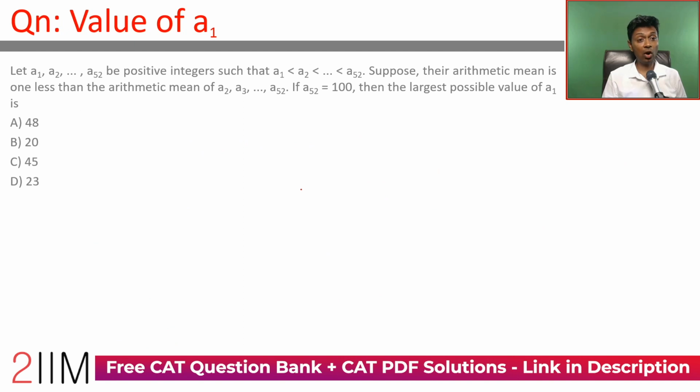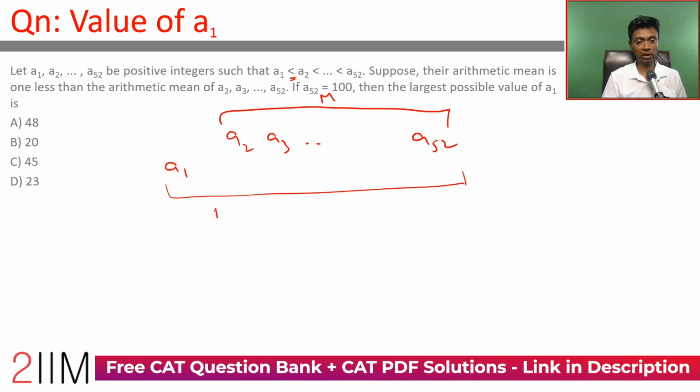Let A1, A2, A3 all the way till A52 be positive integers, that A1 less than A2 less than A3 less than all the way till A52. Wonderful. Remember, this is not even less than or equal to, strictly less than. Suppose their arithmetic mean is 1 less than the arithmetic mean of A2 to A52. Wonderful. So A2, A3 all the way till A52, let's say they have an arithmetic mean of M. And A1 to A52, the arithmetic mean is M minus 1. A52 is 100. Then the largest possible value of A1 is.